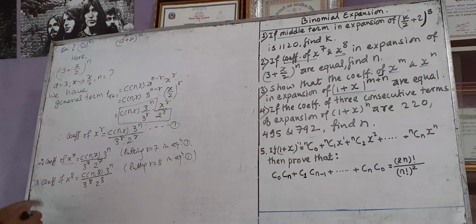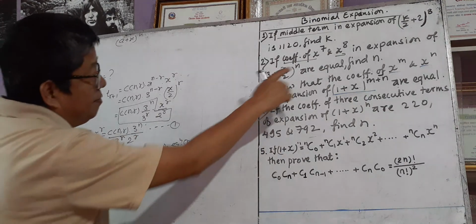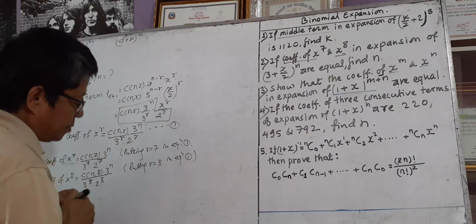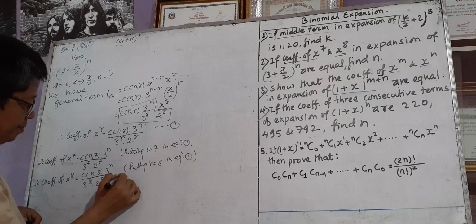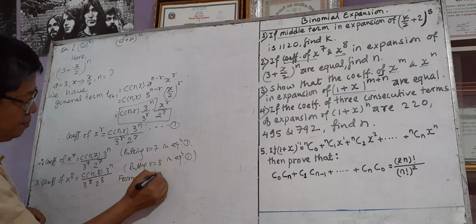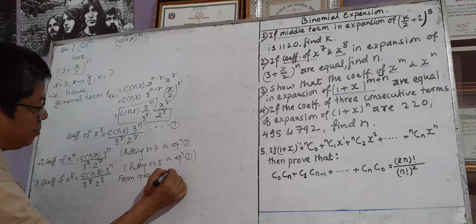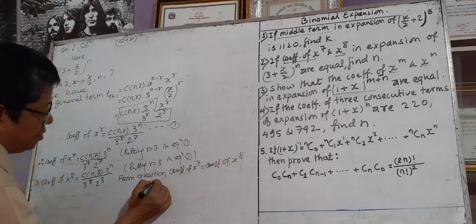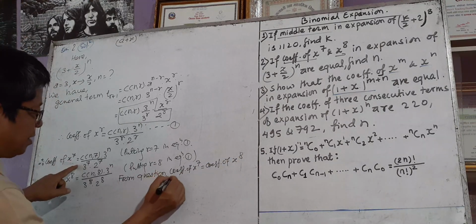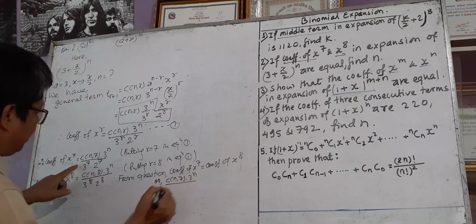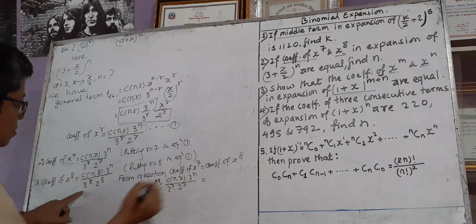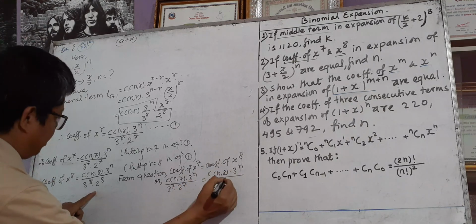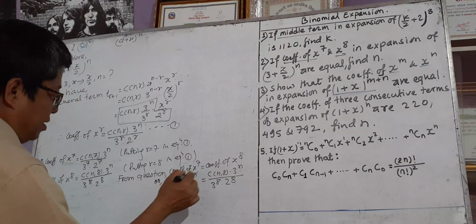Okay, so this is the coefficient of x^7 and coefficient of x^8. We have given that the coefficient of x^7 and coefficient of x^8 are equal. So from the question, coefficient of x^7 is equal to coefficient of x^8. So we can write that C(n,7) times 3^n divided by 2^7 equal to C(n,8) times 3^n divided by 2^8 times 2^8. So what we have here, this 3^n and 3^n cancel.